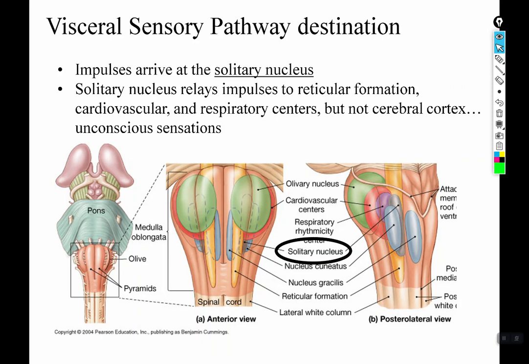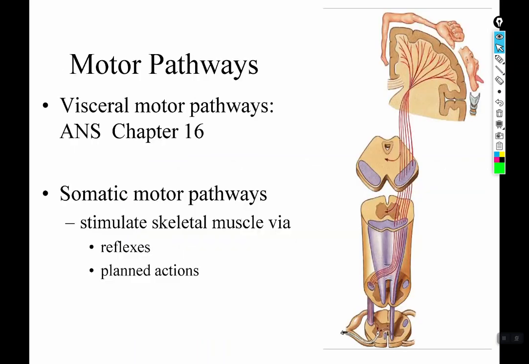All right, so motor pathways. Visceral motor pathways, again, we're going to do in chapter 16 because those are autonomic nervous system functions. But somatic motor pathways are going to include both planned actions but also reflexes. We talked about reflexes earlier, and planned actions are, of course, movements that you intend, right? Depending on whether it's a reflex or a planned action, the pathway looks a little different. So let's go have a look.